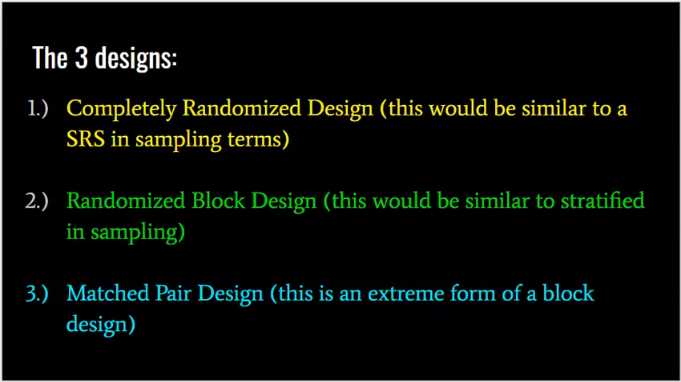So remember, in stratified sampling, you break your population down into groups and take some from each group. Well, in a block design, you block your subjects, or you break your subjects down into groups as well. And then you do an experiment within each block. So again, we'll talk more about that in a moment. And then a matched pair design is really an extreme form of blocking where you pair people up. And I'll talk a lot more about that at the end of the video.